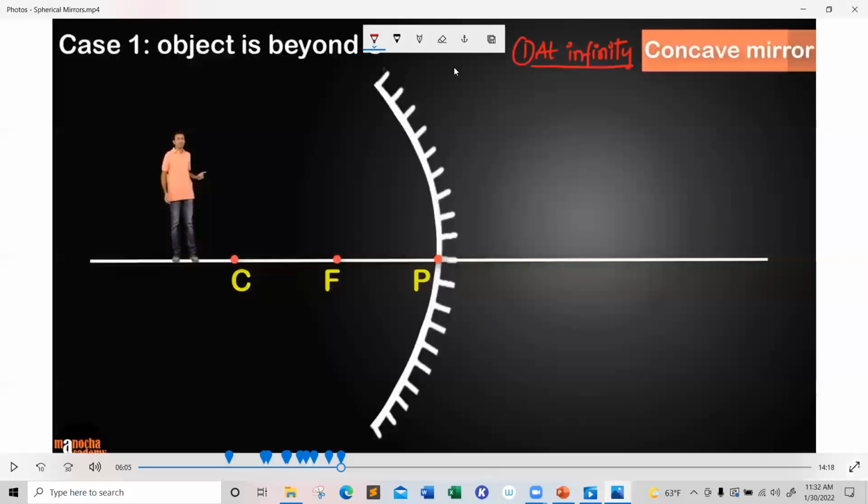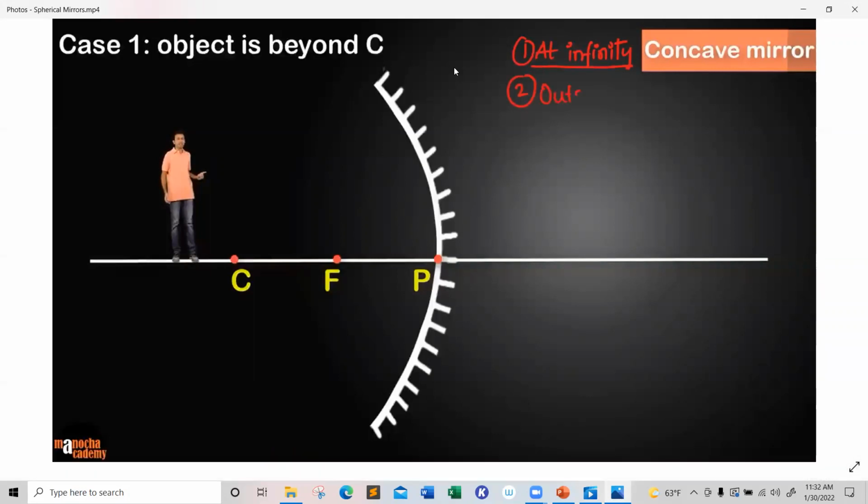Okay, from the case 2, the case number 2 in our book, it is outside center of curvature, which is mentioning as beyond C.